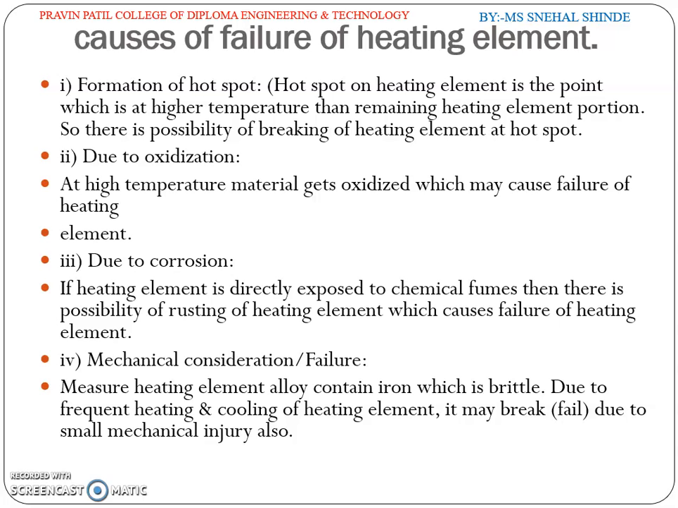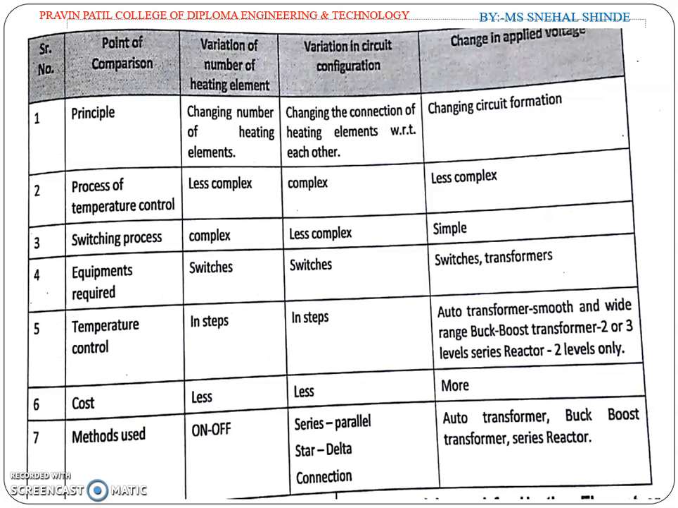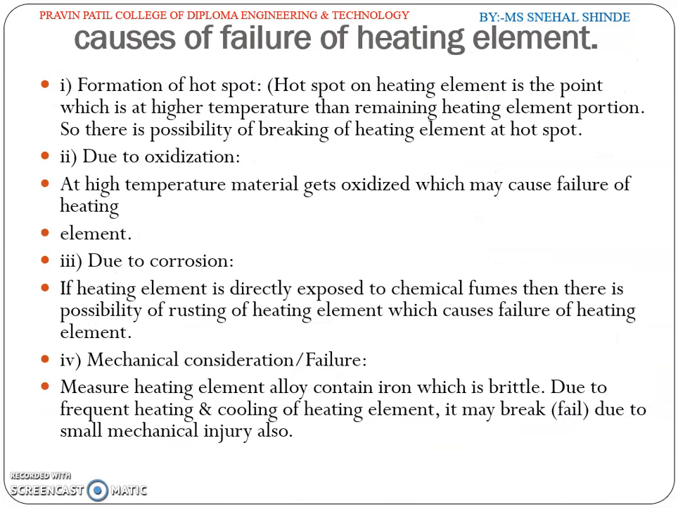So this is all we have discussed: the temperature control of the heating element and the causes of the failure of the heating element. We also discussed the comparison of the variation of the number of heating elements, according to the variation in the circuit configuration, according to the change in the applied voltage. So this all we have studied in this video. From the next lecture we will see the types of electric heating. Thank you.